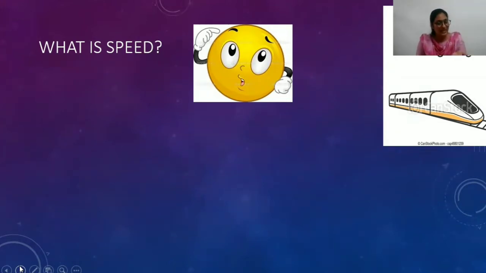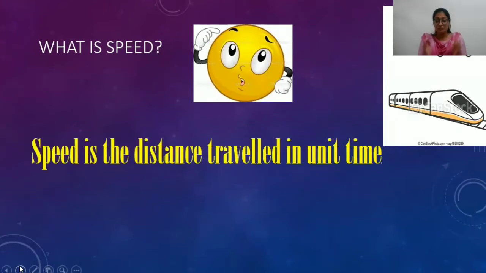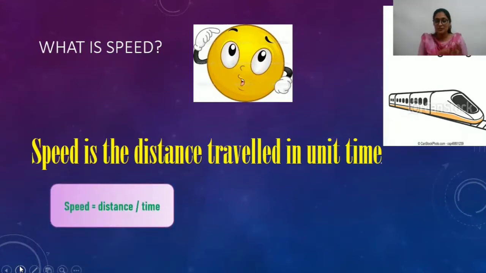So this is speed. The definition of speed is the distance traveled in unit time. Unit time may be one second, one minute, one hour, etc. Distance means the total path covered. So speed is the total path covered in unit time. So we can write the definition. Then we can write the equation as speed is equal to distance divided by time.